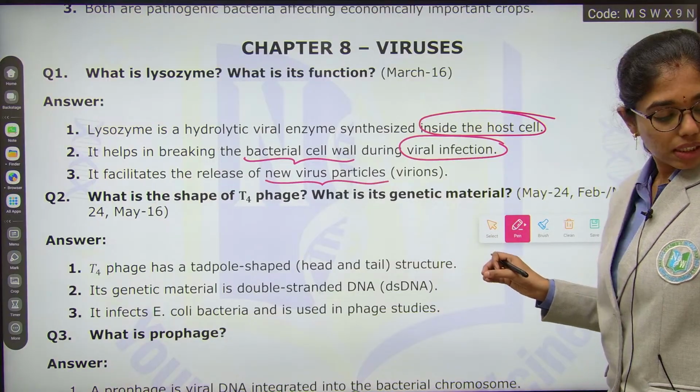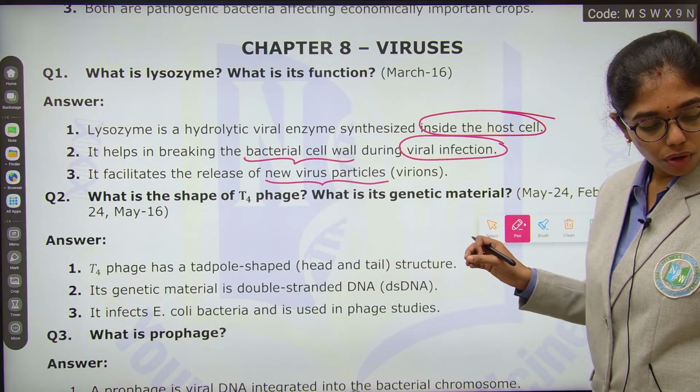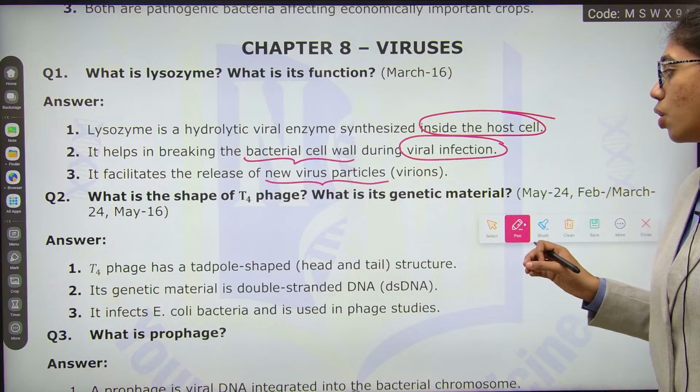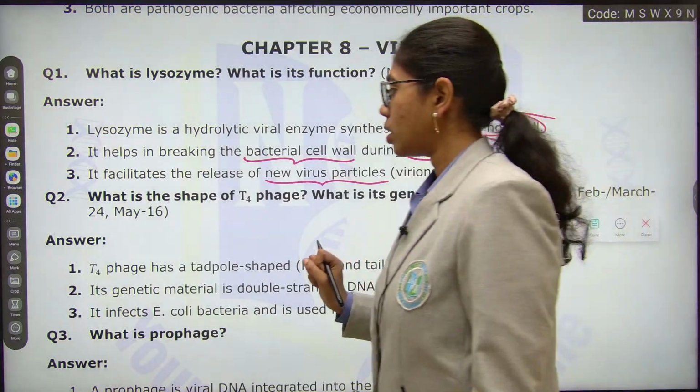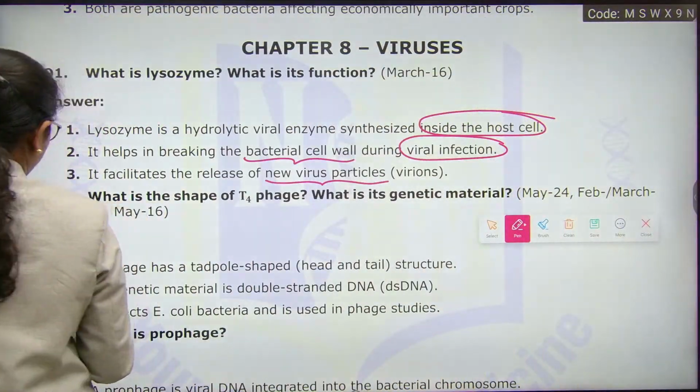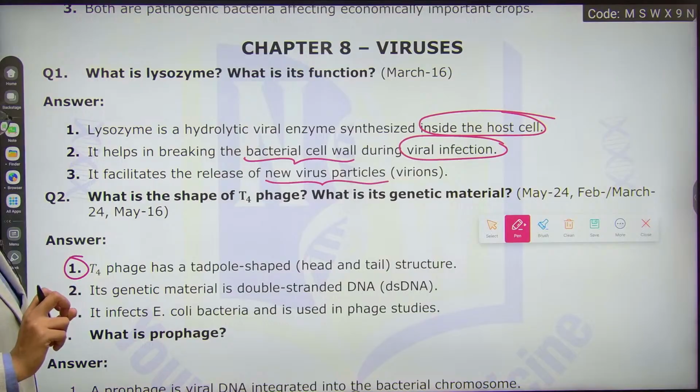What is the type of T4 phage? What is its genetic material? This has been asked multiple times in many years. Here you see, T4 phage has a tadpole-shaped structure.